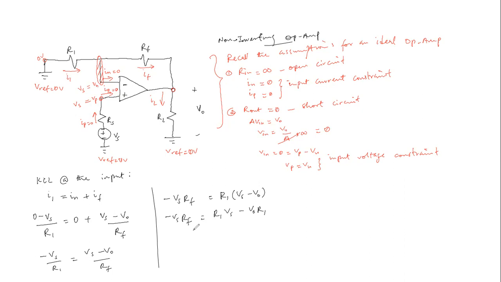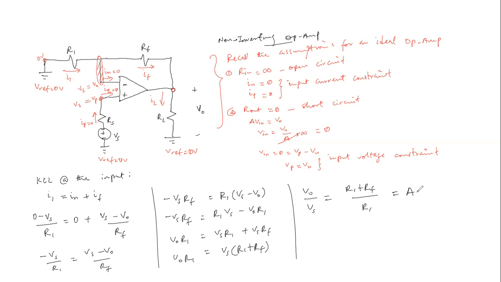Okay. So R1 V naught will be the same as V sub S R1 plus V sub S RF. This is V sub S, R1 plus RF, V naught R1, right? So V naught, the output voltage divided by, or the ratio of the output voltage to the source voltage, will therefore be the same as R1 plus RF divided by R1. Now this is the same as the closed loop voltage gain for the non-inverting amplifier.